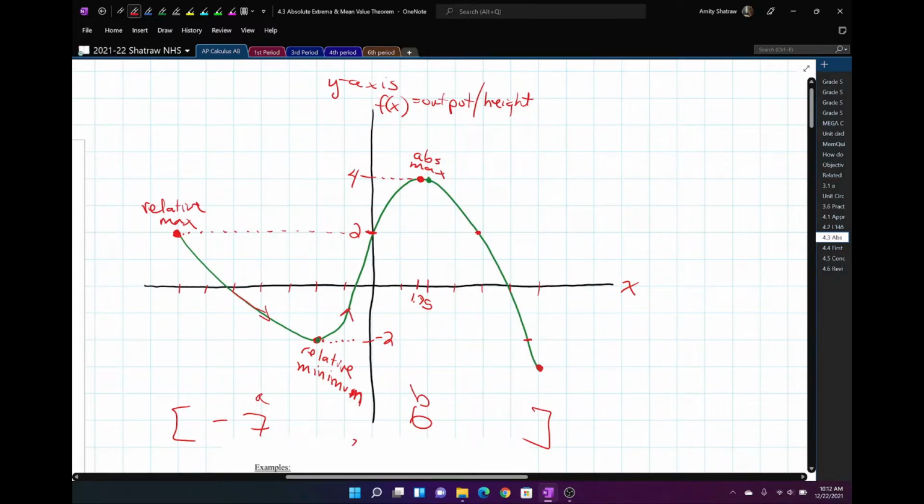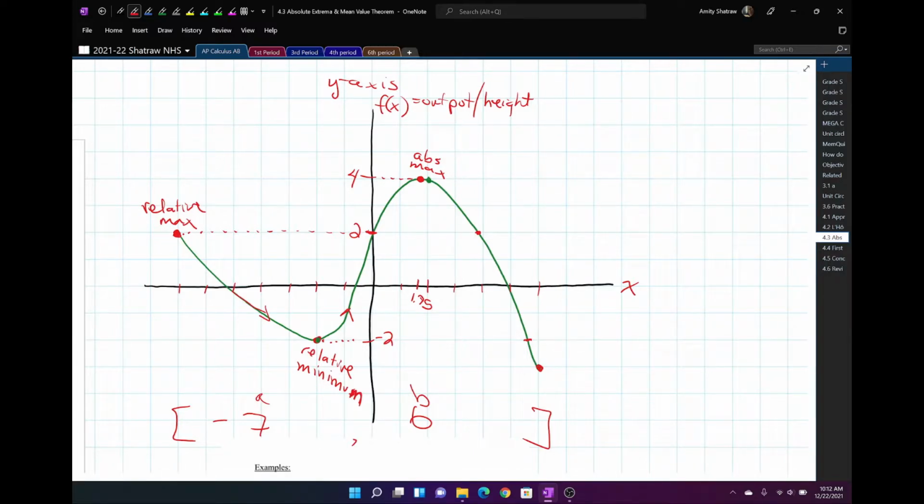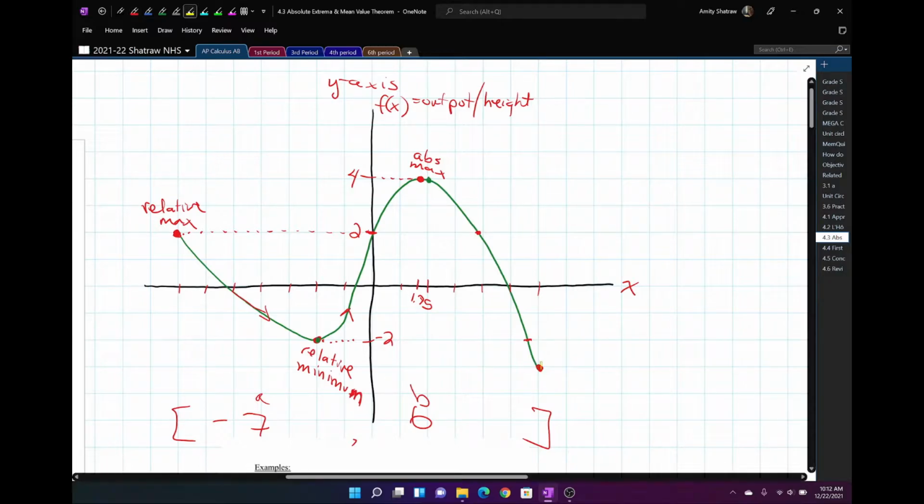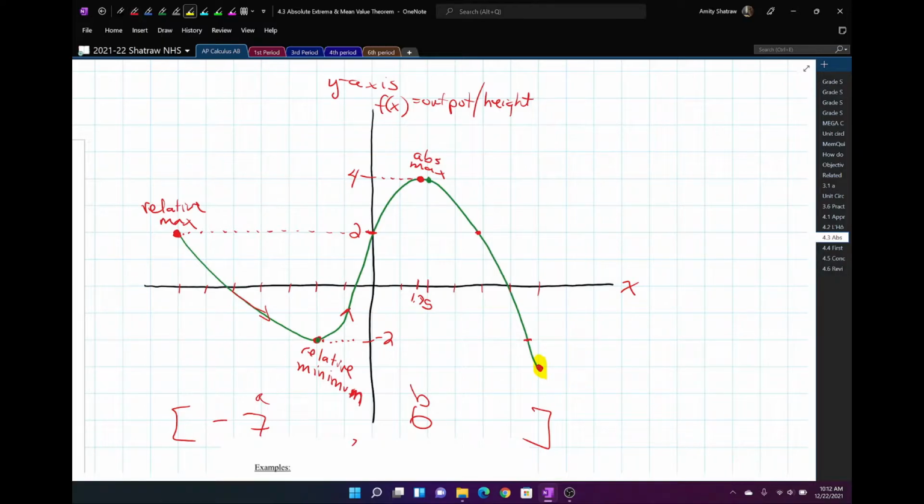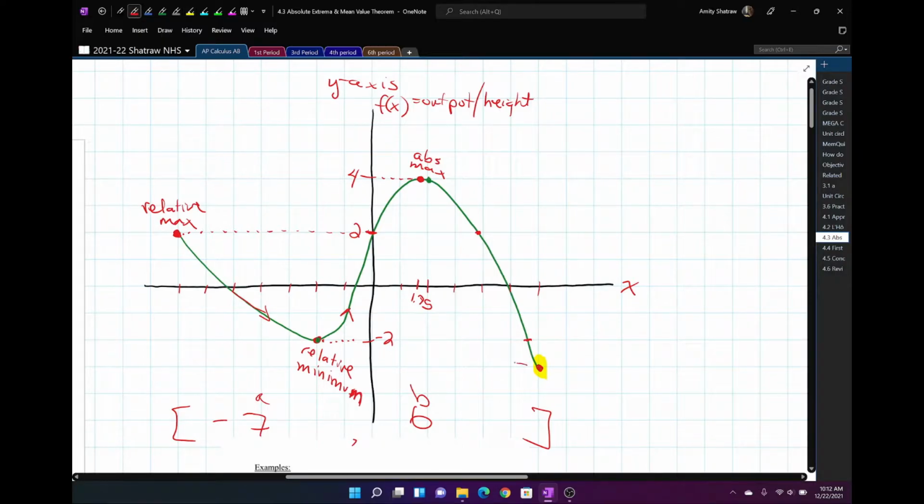Is there anywhere else that there's something interesting happening on my graph? It turns out, absolutely true, over here, there's another minimum. And this, I believe, is the lowest that this graph goes. The lowest this graph goes is going to be a negative 3. And I would call this my absolute minimum.